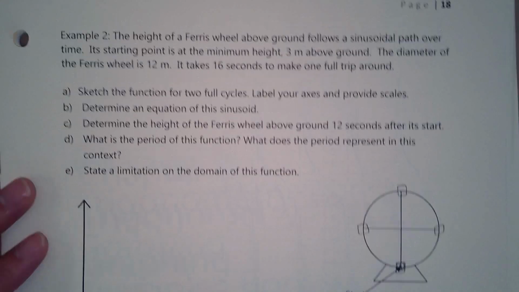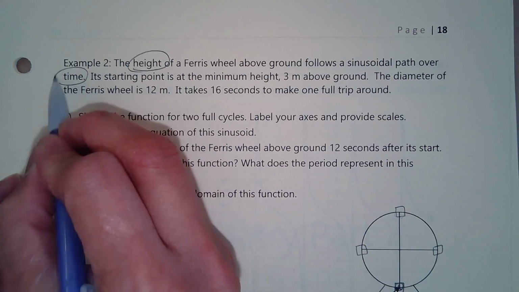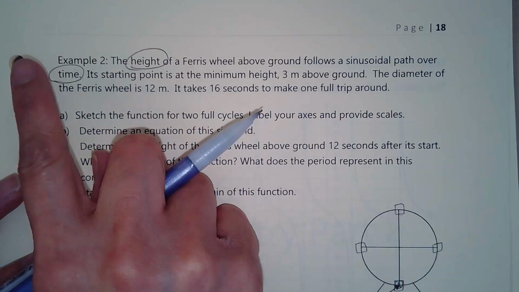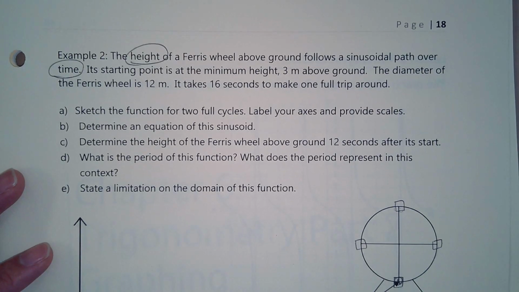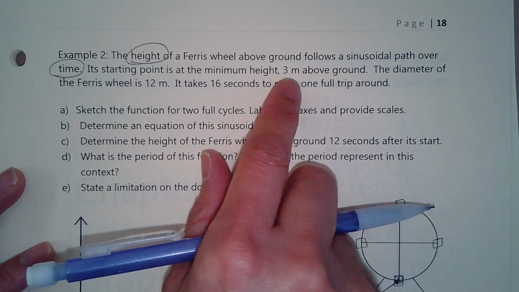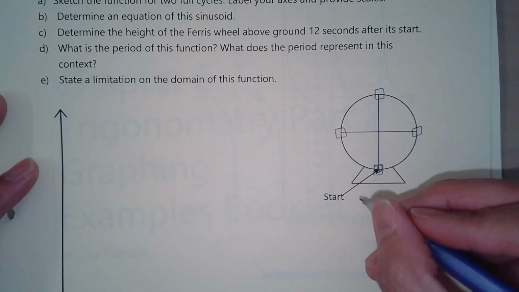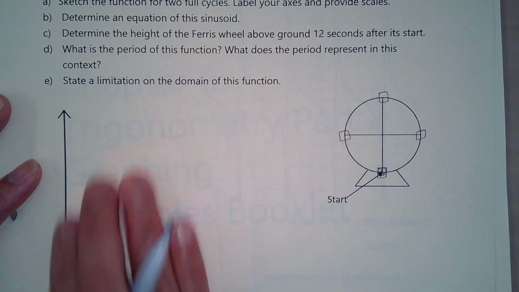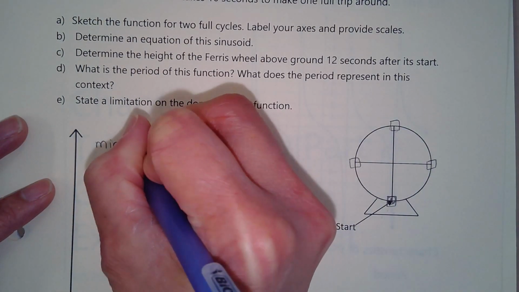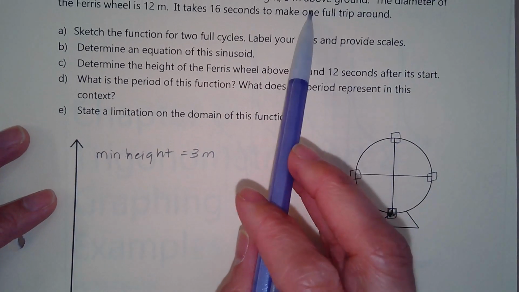Height and time. Height is connected over time. Y over the x. Right, so its starting point is at the minimum height at 3. They tell us the minimum is 3, so I'm going to write that down right away. I'll write it down over here because I'm going to use a different page for the graph. So my minimum height is 3 meters above the ground.